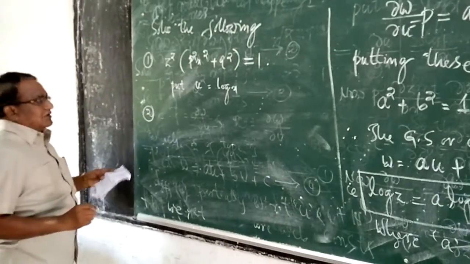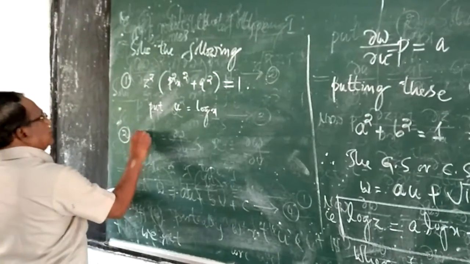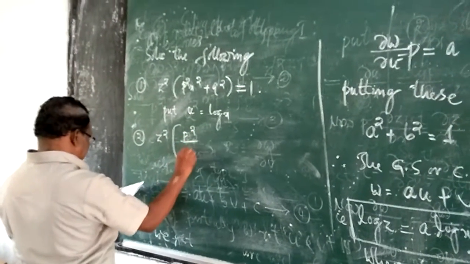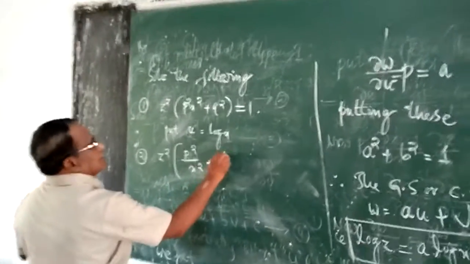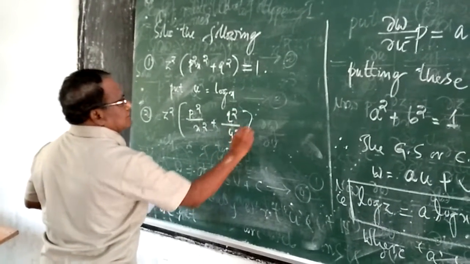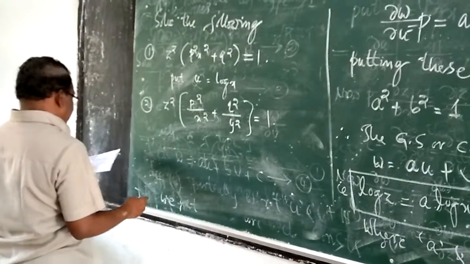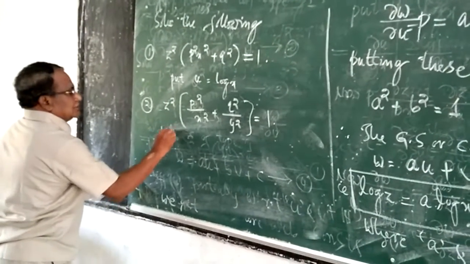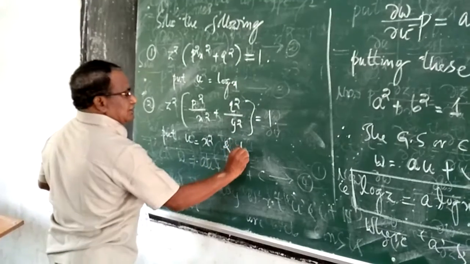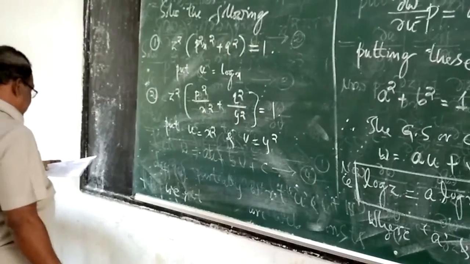Second one is z squared into p squared by x squared plus q squared by y squared is equal to 1. Here you make use of these substitutions. Put u is equal to x squared and v is equal to y squared.